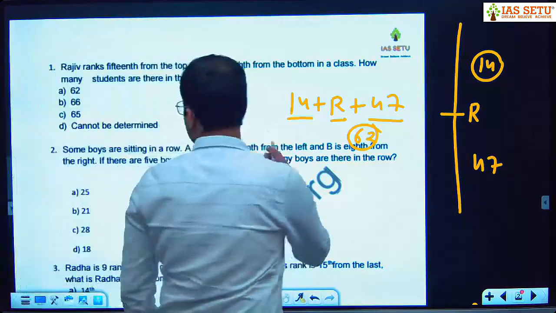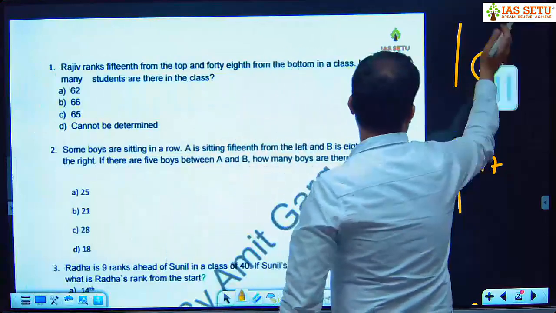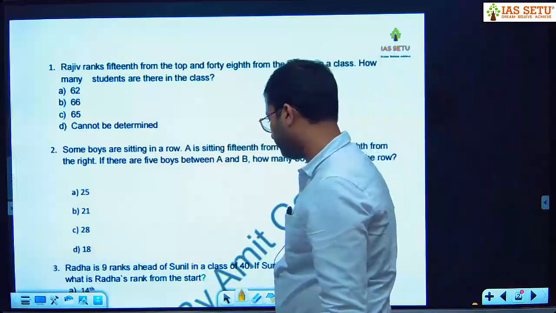Like question number 2. Try with the help of diagram.